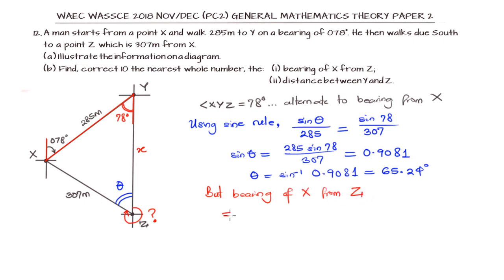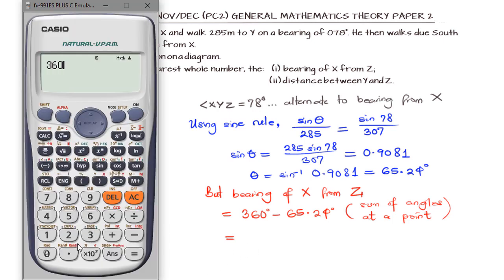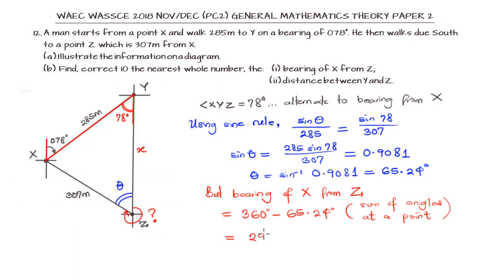If you look at that point, we have angle at a point, and the angle at a point is 360. So the bearing will be 360 minus 65.24. That is because the sum of angles at a point is 360 degrees. So with this, our bearing will be 360 minus 65.24, which is 294.76.